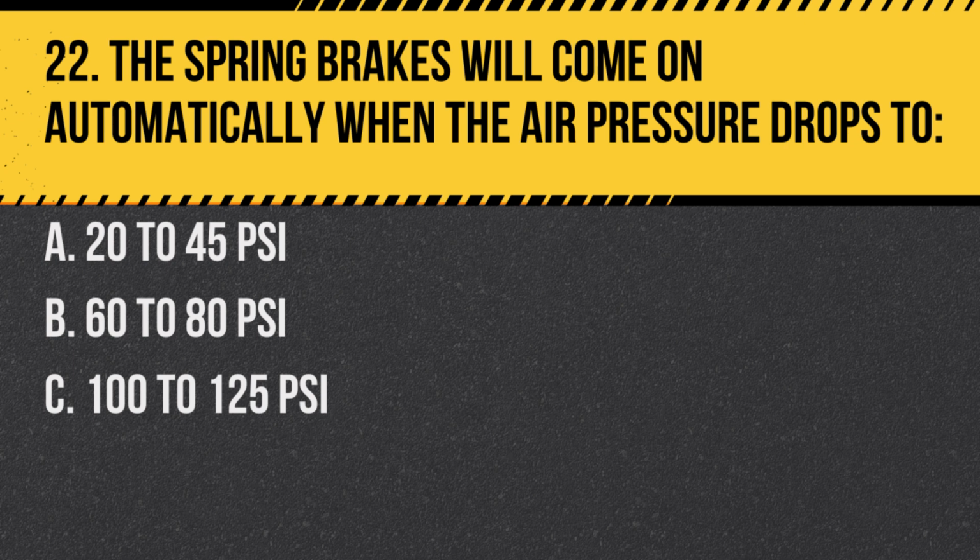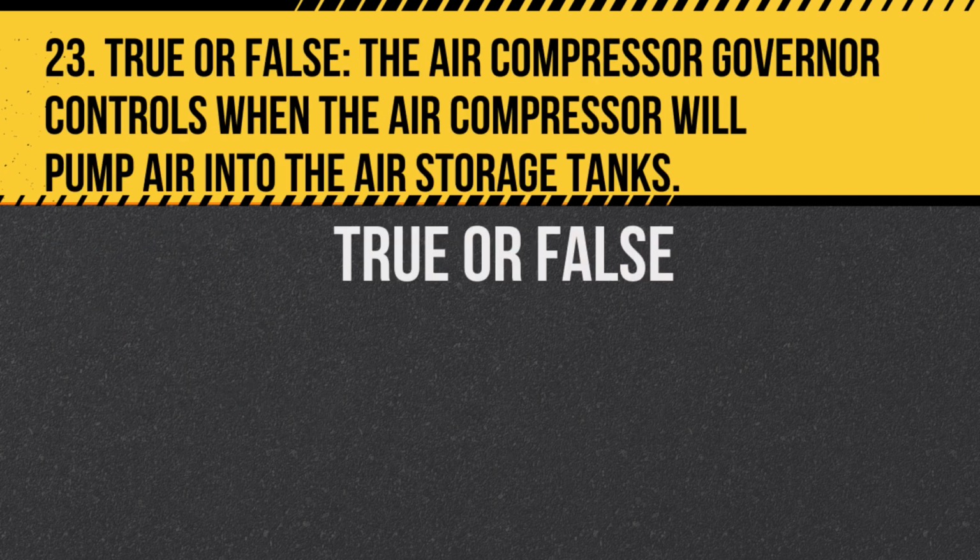Question 22. The spring brakes will come on automatically when the air pressure drops to: A. 20 to 45 psi. B. 60 to 80 psi. C. 100 to 125 psi. Answer: A. 20 to 45 psi. This is a safety feature to ensure the vehicle can be stopped if the air pressure drops too low.